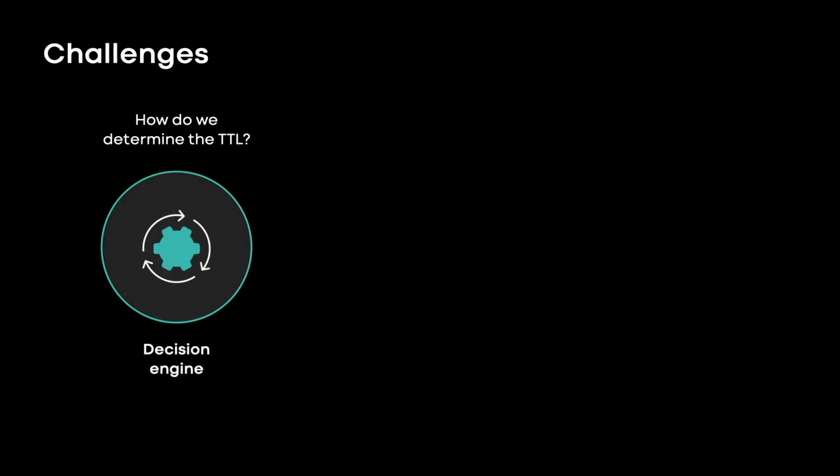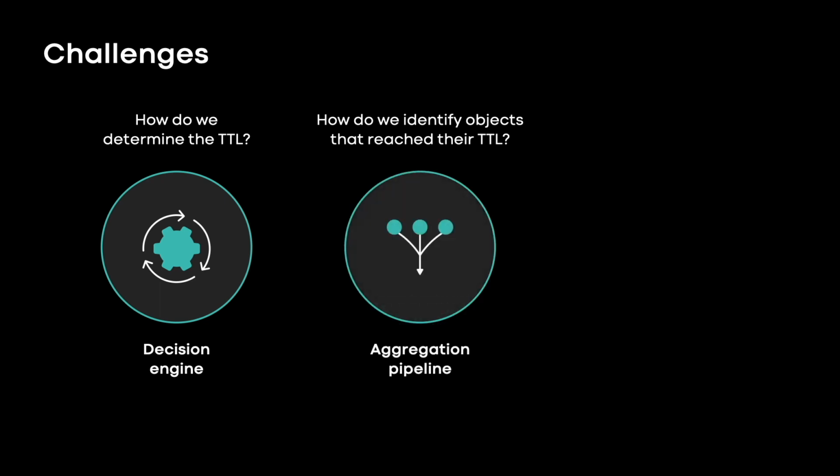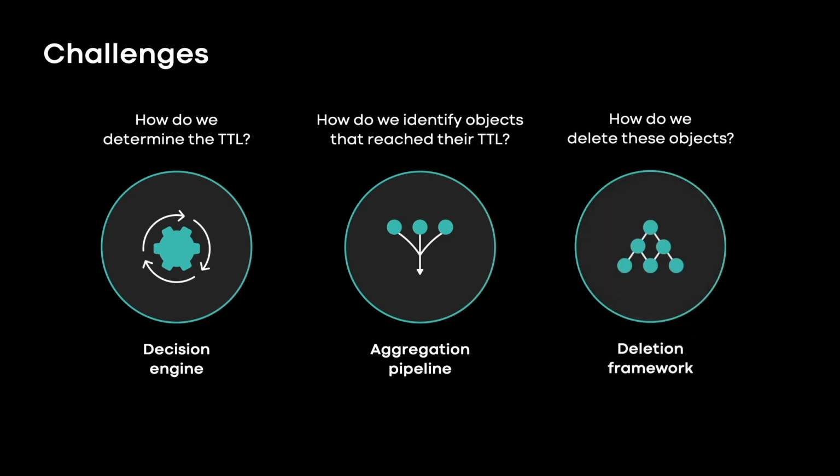Now, let's talk about the challenges we faced while building scheduled deletion. The first one is, how do we determine the TTL for the object? For this, we built the decision engine. Now let's understand how we identify that objects have reached their TTL. For this, we have created the aggregation pipeline. Next, and the last one, is how do we delete these objects? For this, we'll be using the deletion framework infrastructure already available at Meta. Now, let's go through each one of these in detail.